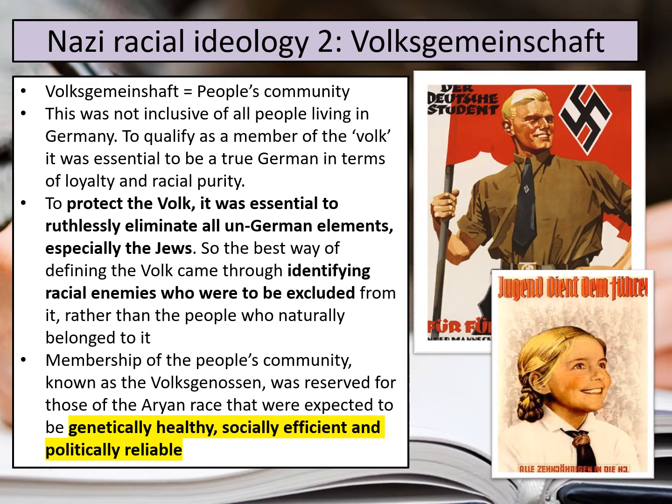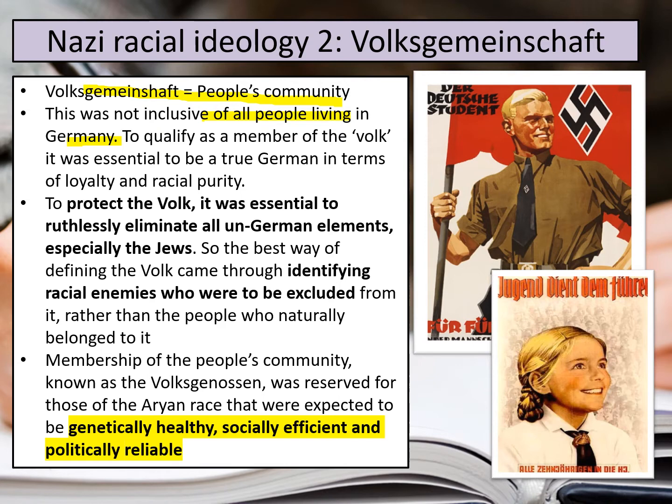The next area of Nazi racial ideology you need to know about is the Volksgemeinschaft. Now, we've already talked about what this means, the fact that the Nazis wanted to create this people's community filled with the master race. This didn't necessarily include all people living in Germany, and not all people that were Aryan were actually part of this ideal community.